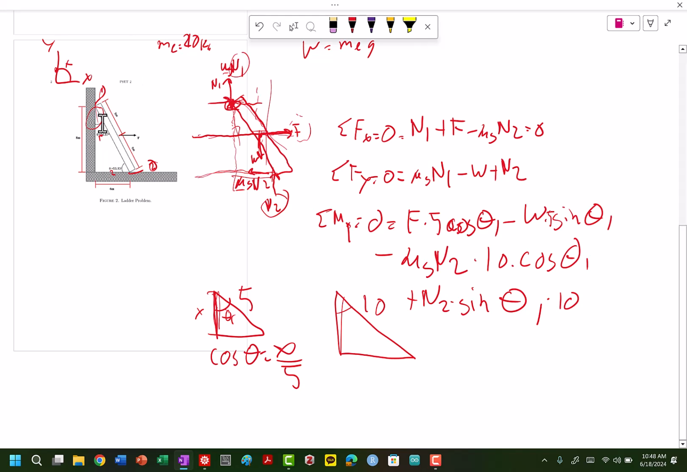Try to make sure you have that geometry. Remember, the moment is the perpendicular distance from the line of action of the force.